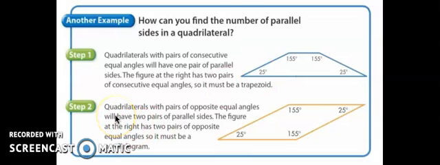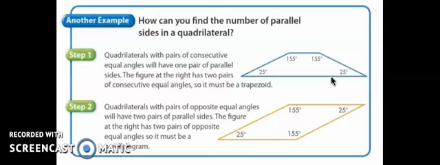Step 2: quadrilaterals with pairs of opposite equal angles will have two pairs of parallel sides. The figure at the right has two pairs of opposite equal angles, so it must be a parallelogram. If I was to list the angle measurements, it would be 25, 150, 25, 150. I don't have two consecutive equal numbers, so you know that would be two sets of parallel sides. If it only has one set of parallel sides, you have consecutive angle measurements, so 25, 150, 150, 25. These two numbers repeat, or these two numbers repeat.